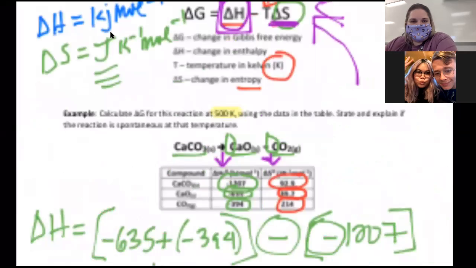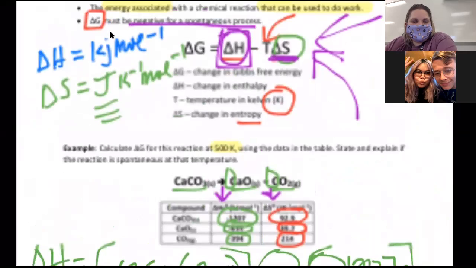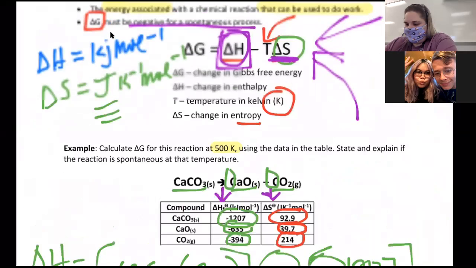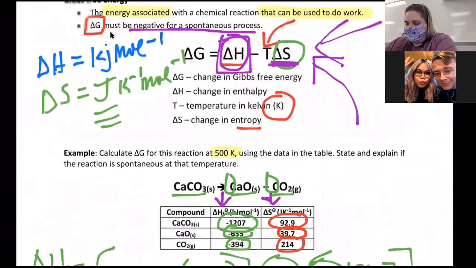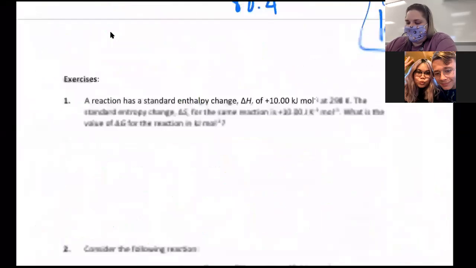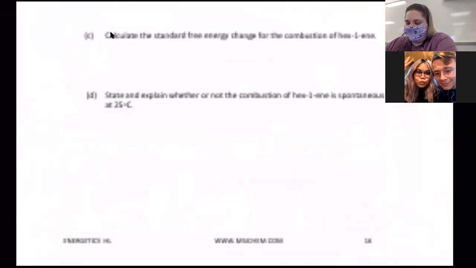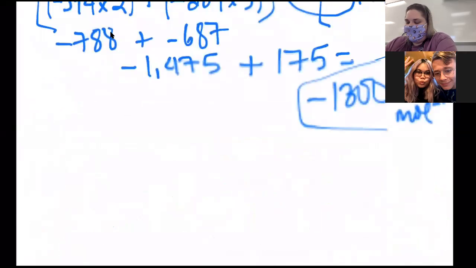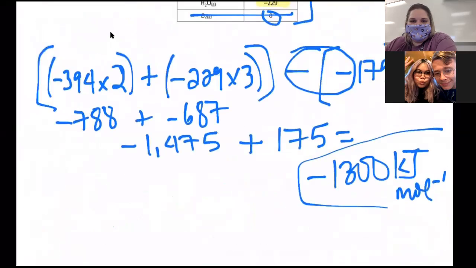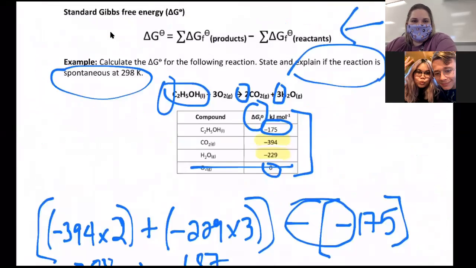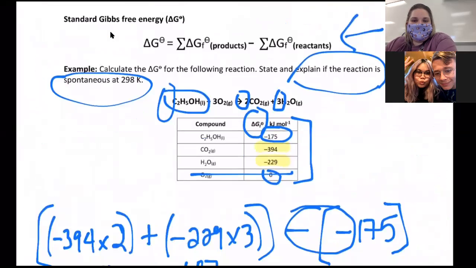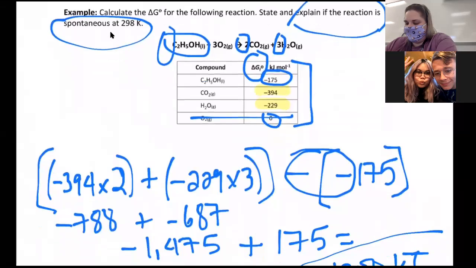So is this one spontaneous or non-spontaneous? And how do I know that? It's spontaneous because it's negative, right? Exactly. So that's your explanation. You would state the reaction is spontaneous at 298 Kelvin, and your explanation would be because the value for delta G is negative, which means it's spontaneous.